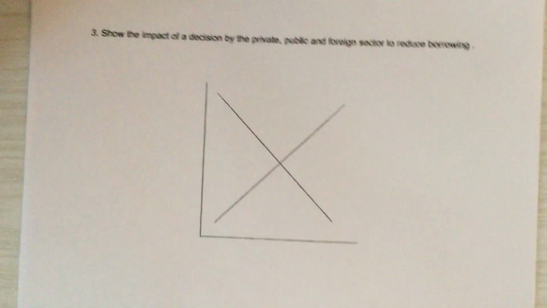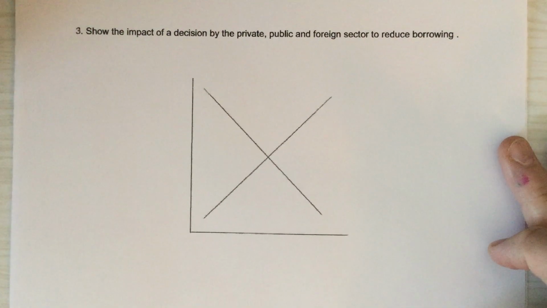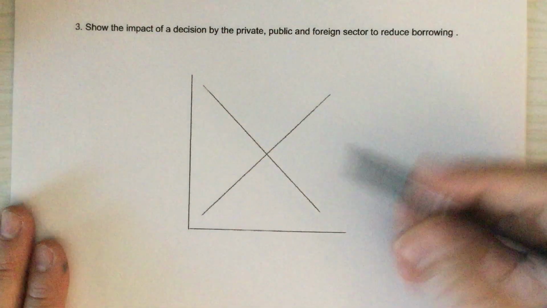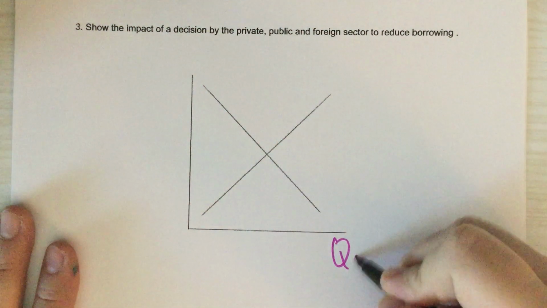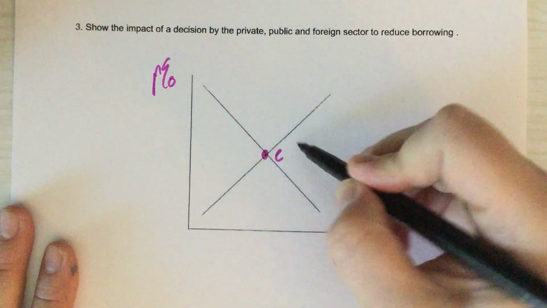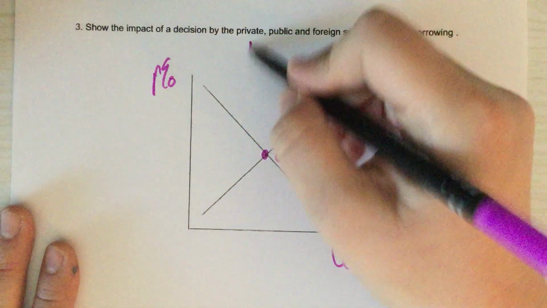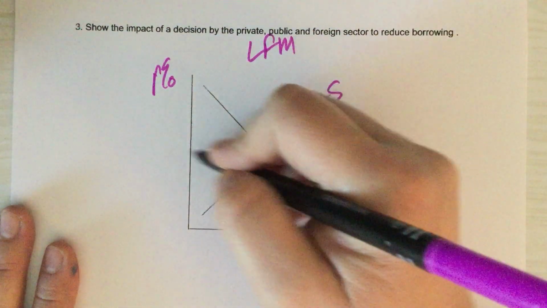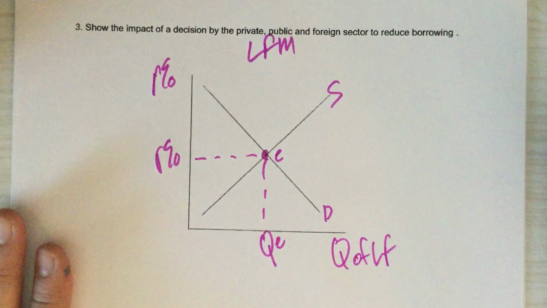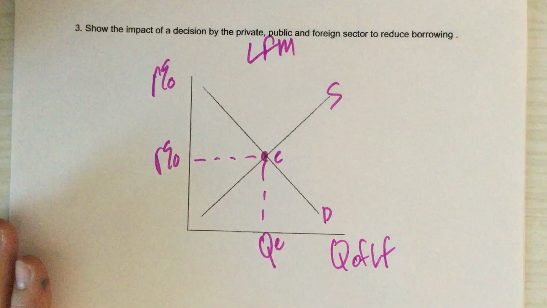Fourth scenario says to show the impact of a decision by the private, public, and foreign sectors to reduce borrowing. This is pretty straightforward. This is the quantity of loanable funds, again, the real interest rate, supply and demand, the loanable funds market. Sorry, I should have pre-labeled all these, but I've already started.